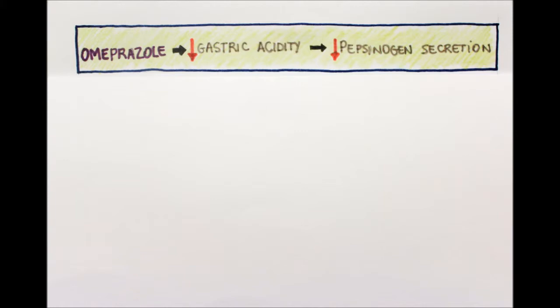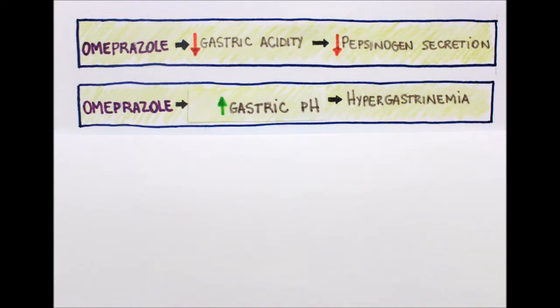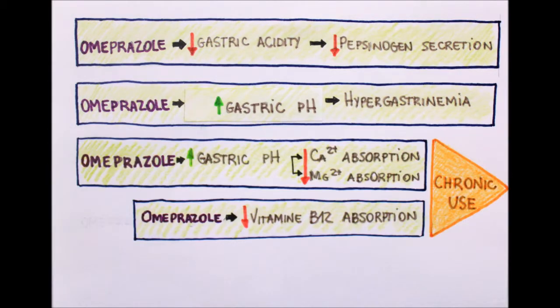The use of omeprazole is presumably related to the inhibition of gastric acid secretion. It comes with a fall of pepsinogen levels and with an increase in gastric pH. These higher levels of gastric pH can cause two main consequences. The first of them is hypergastrinemia, which is the excess of gastrin in the blood, and the second one is the decreased absorption of calcium, magnesium, and vitamin B12. It's good to remember that this decrease in absorption is caused by the chronic use of proton pump inhibitors.